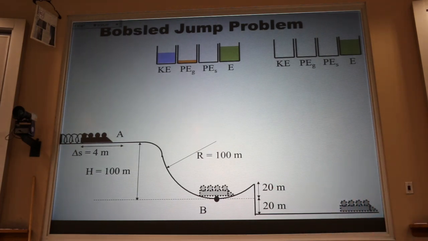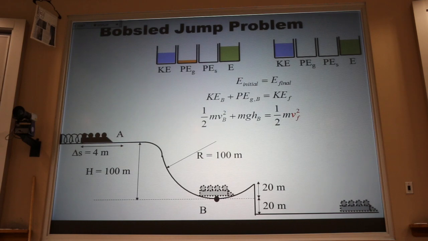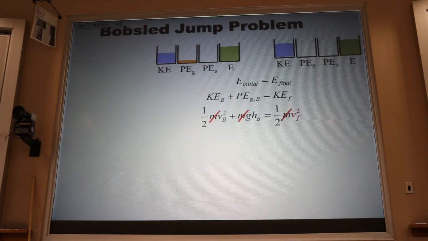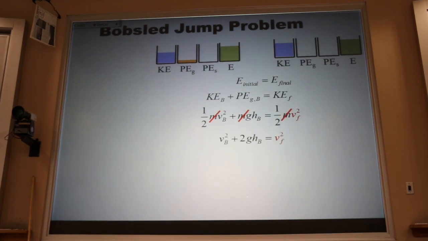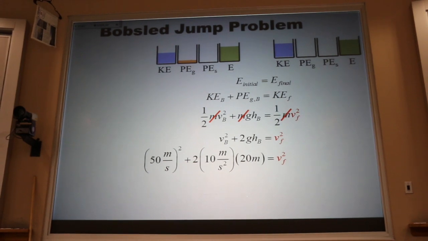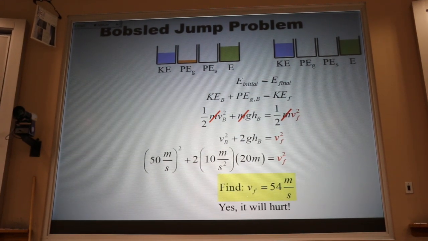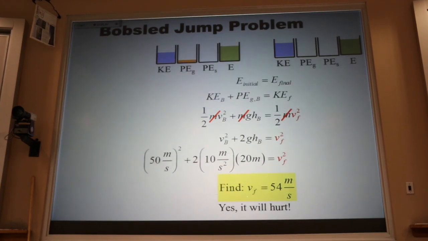And now, if we choose the height of that landing field as 0, all of the energy is in the kinetic bucket. There's no gravitational energy. I write a formula for each of those buckets. What about now? Can I cancel the mass? Yes, every term has mass, so I can cancel it. I solve for the one unknown, and sure enough, it's going to hurt: 54 meters per second. Going pretty fast.